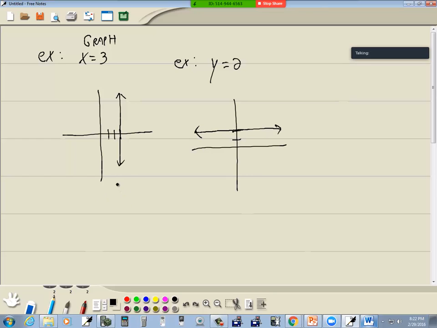Now if they were asking you about the slope, if you got a vertical line, your slope is always undefined. If they give you a horizontal line, then your slope is always equal to 0.